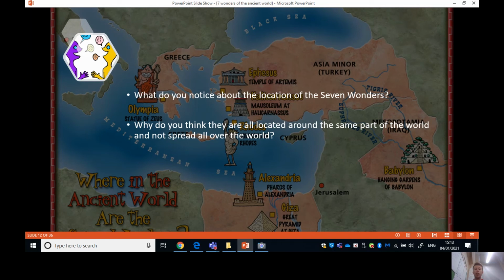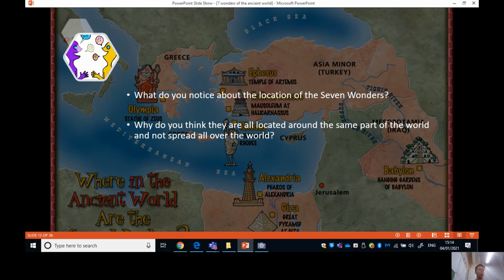And therefore, why do you think they're all located around the same part of the world and not spread all over the world? What I mean by that question is, think about where they're located. I've mentioned the areas of Eastern Europe, the Middle East, and Northern Africa. Why do you think they're all located in this small area of the world? Why are they not spread around the world? And why are they all in one location? So have a think about that. You may write down an answer in preparation for this afternoon with your teacher, or you can think about it in your head, maybe discussing it with someone at home if there is someone available.